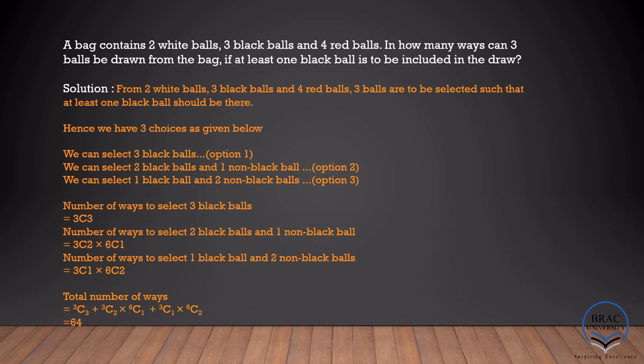Now if we are picking only 1 black ball, we are picking 1 black ball out of 3, that is 3C1, and we have to pick 2 balls out of the 6 non-black balls, that is 6C2. The number of ways we have to sum up: option 1 plus option 2 plus option 3. Option 1 is 3C3, option 2 is 3C2 into 6C1, and option 3 is 3C1 into 6C2.